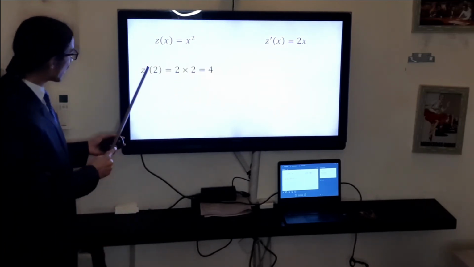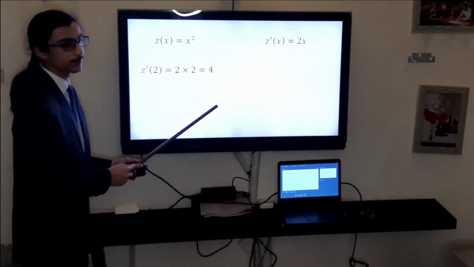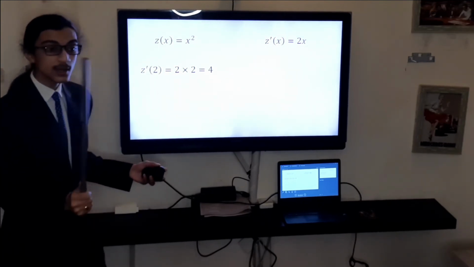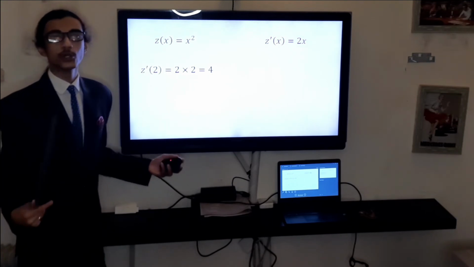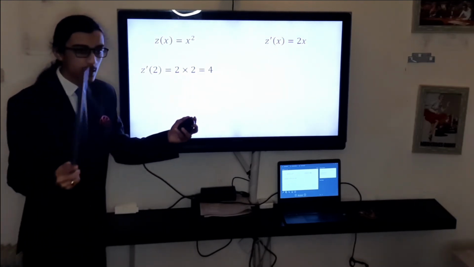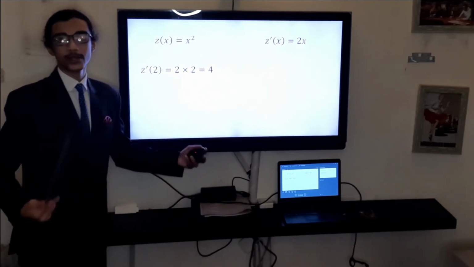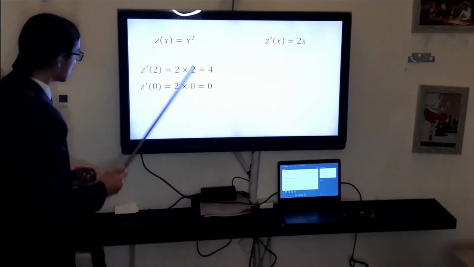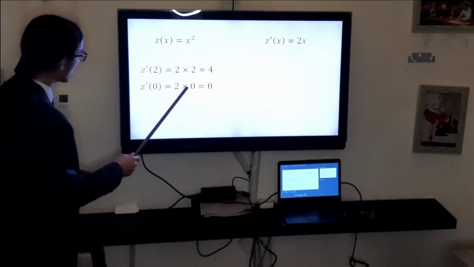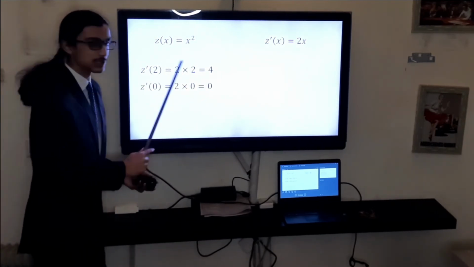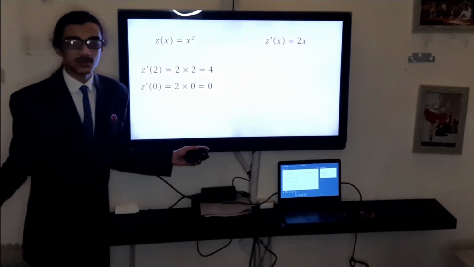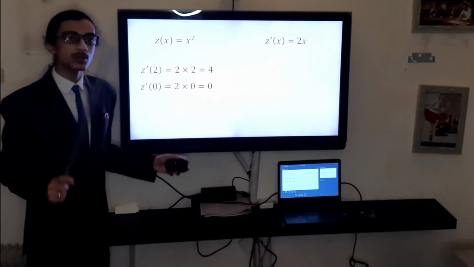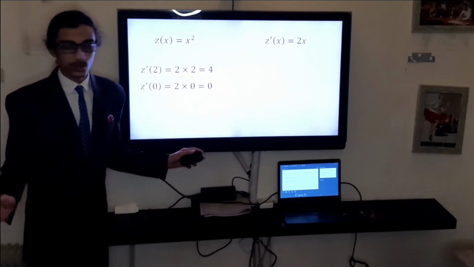So z prime of 2 is 2 times 2, which is 4. What that tells me is that in and around the point 2, x squared is growing at a rate of approximately 4 units per unit. At 0, z prime of 0 is 2 times 0, which is 0. The function is not growing at all. So at x equal to 0, there is zero rate of change in and around that point.